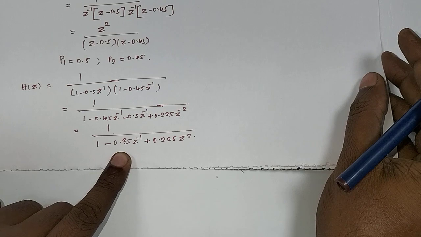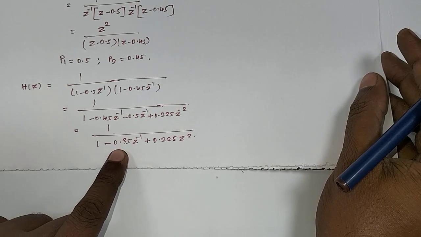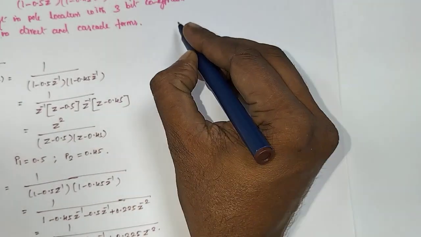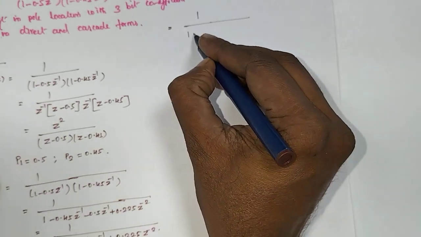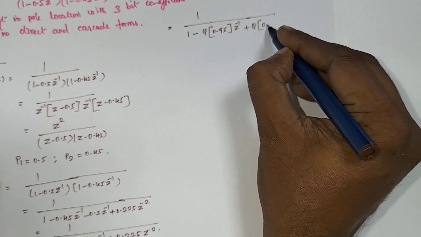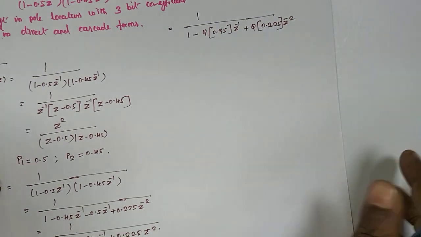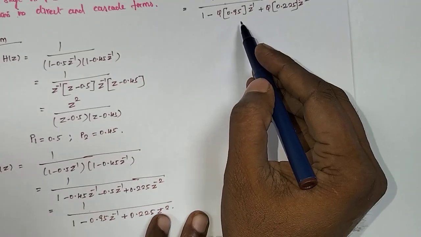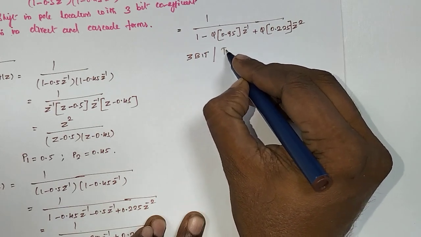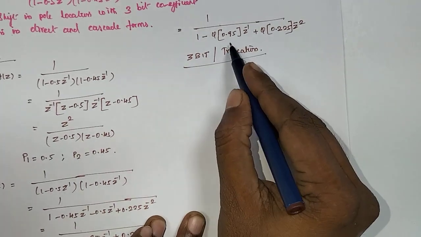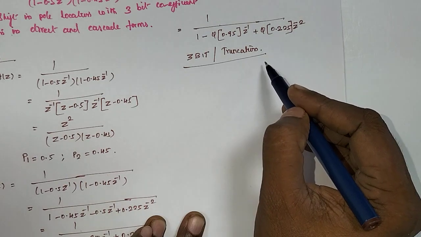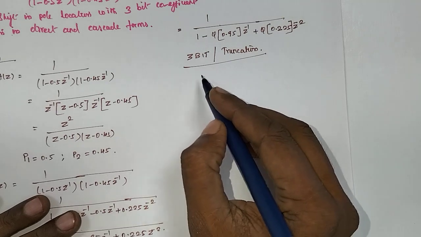Here, we are going to apply the quantization for these filter coefficients. After applying the quantization, what will be the change in the transfer function? I am applying the quantization process: 1 minus quantization of 0.95 z power minus 1 plus quantization of 0.225 z power minus 2. The quantization process here is a 3-bit truncation. First convert the decimal into binary and then apply the 3-bit truncation. After applying the 3-bit truncation, again convert into decimal. This is the conversion process in the quantization.